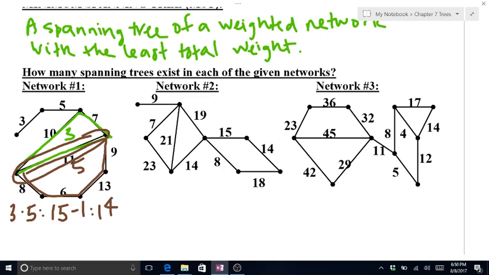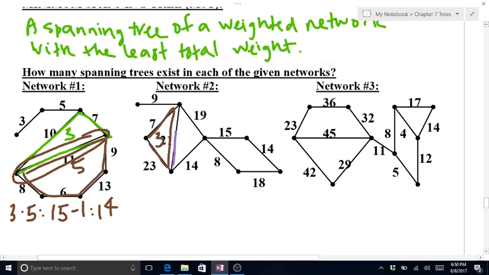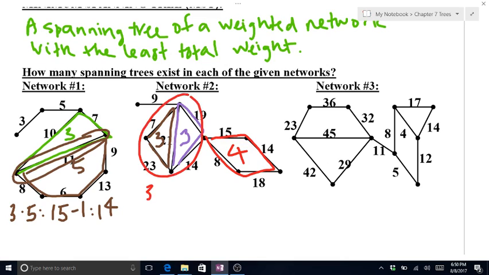Network 2, we've got a circuit of 3, a circuit of 3, and a circuit of 4. These two circuits share a line in common, so 3 times 3 is 9, minus 1 is 8, and then multiply that by 4. That gives us 32 different options here.